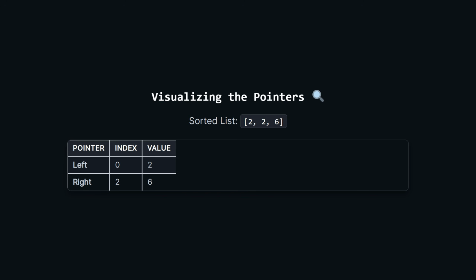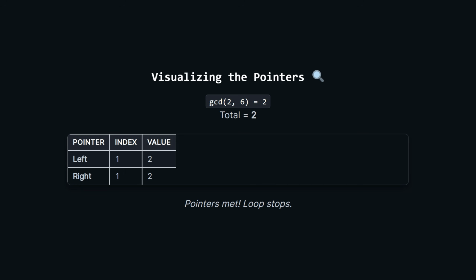Let's visualize that pointer movement with our example list. The left pointer starts at index 0 with a value of 2, and the right starts at the end with a value of 6. We process that pair, finding their greatest common divisor, which is 2, and add it to our total. Then the pointers move inwards. They both end up at index 1. Because left is no longer strictly less than right, the loop ends, skipping that middle 2.